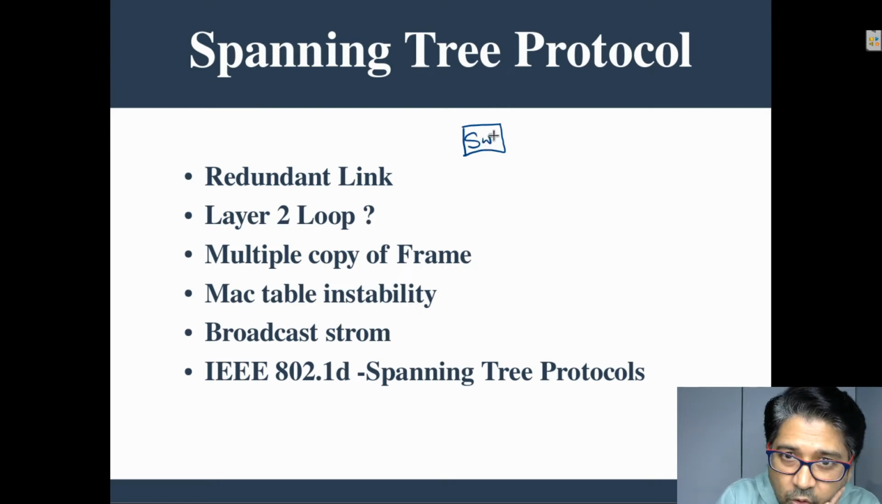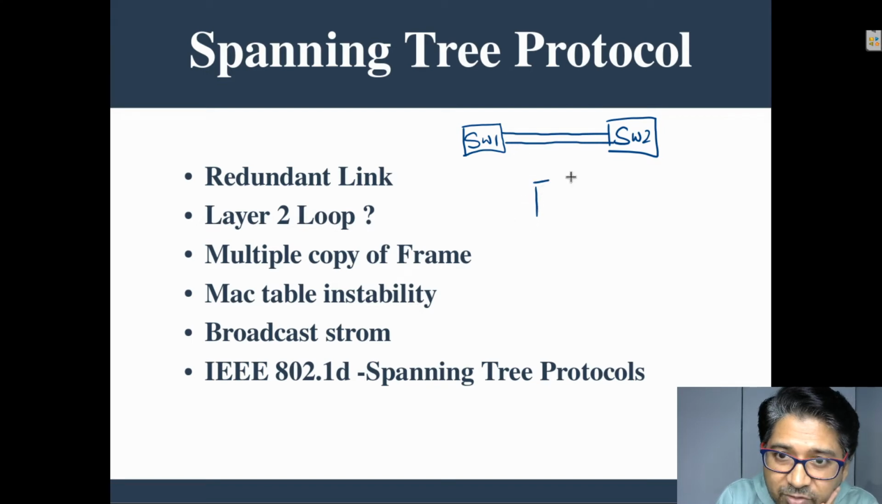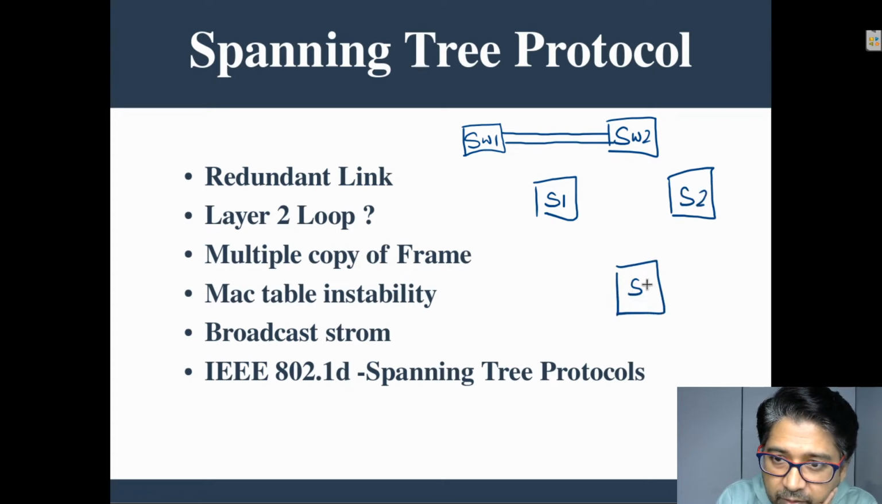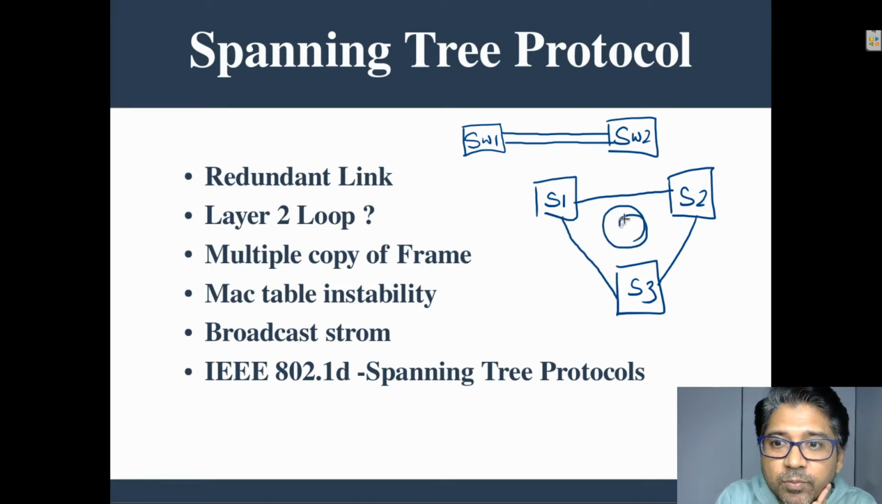That depends upon the topology. This is the one example I gave you. You need two links for redundancy. But if we have three switches, switch 1, switch 2 and switch 3, you can see even if we have one link connected with the other link, it will create a loop.